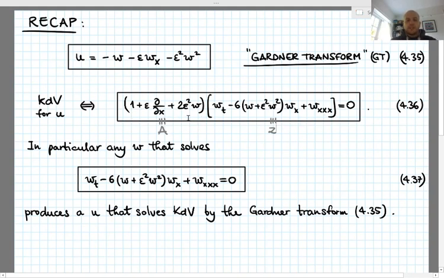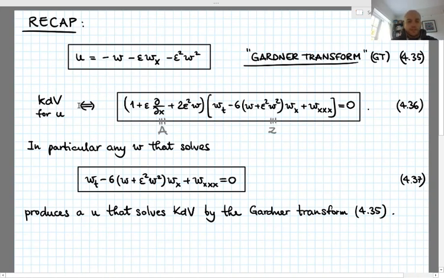That takes the form of a linear differential operator, 1 plus epsilon partial derivative with respect to x, plus 2 epsilon squared w. Later on, we'll call that differential operator A. And this acts on an expression that depends on w and its derivatives. Later on, we'll call this expression z. And that's w_t minus 6 times w plus epsilon squared w squared, which multiplies w_x, plus w_xxx. When all of that is equal to 0, that's equivalent to the KdV equation for U.